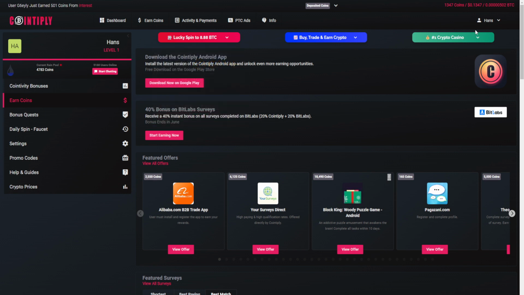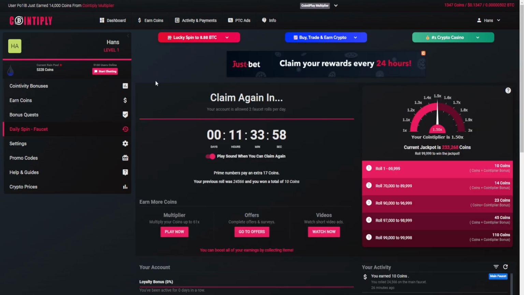Right now, I have 1,347 coins. Just to give you an idea, you need a minimum of 30,000 coins, which is about $5 before you can cash out something. So on this website, you can do a daily spin, as we can see here, and that allows you to win some coins. Today I got 10 coins, which of course is not that much.